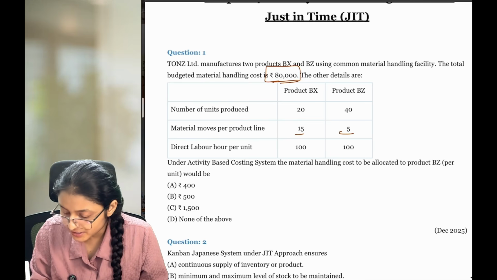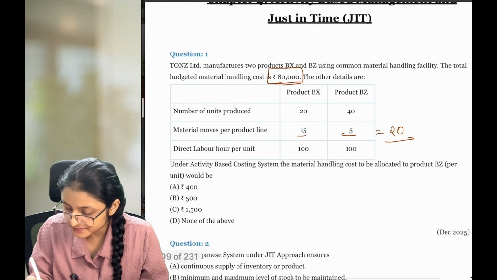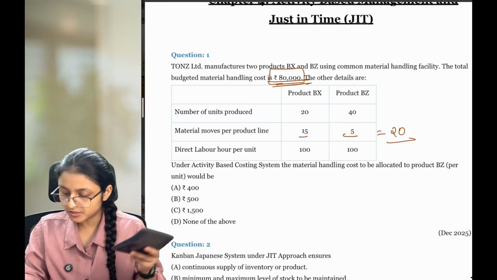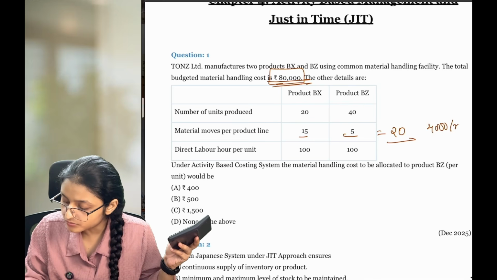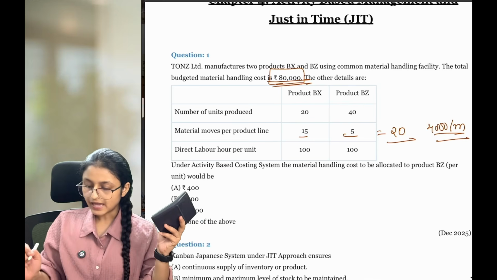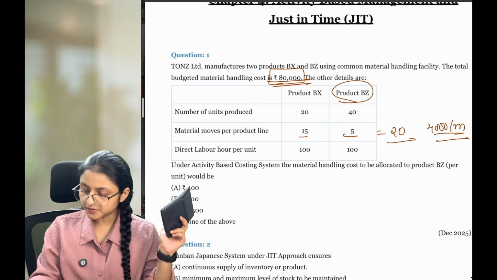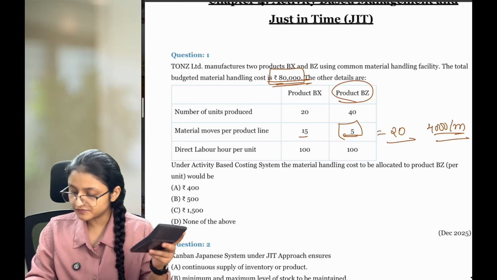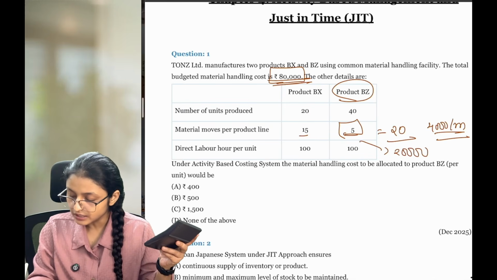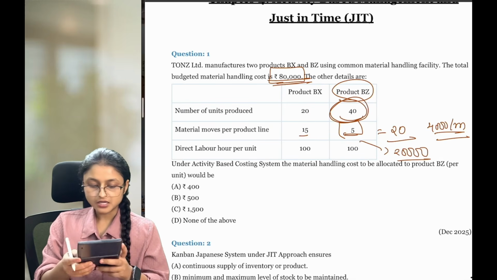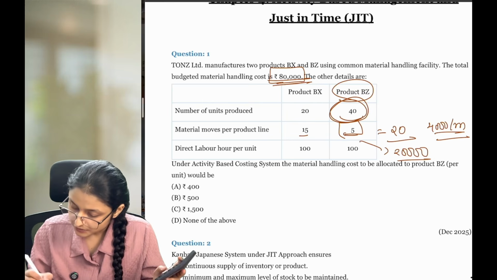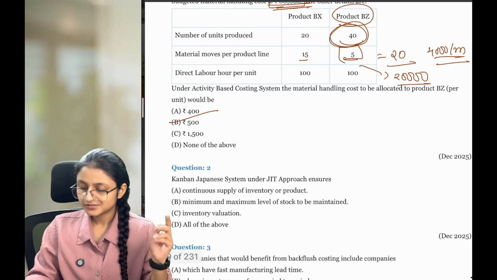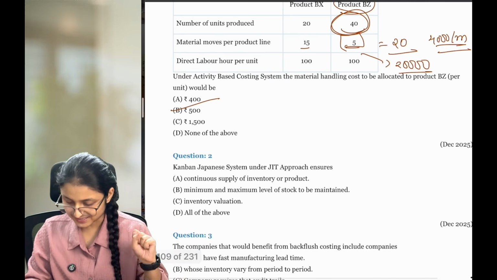So in total we are doing 20 movements, and for all these 20 movements 80,000 is the cost incurred. 80,000 divided by 20, 4,000 per movement is the cost here. Okay? And we have to calculate for product BZ. For product BZ we have 5 movements, so 4,000 into 5, total 20,000 is incurred here, and this 20,000 is for 40 units. So 20,000 divided by 40, 500 per unit is your cost of handling, which is charged on a per unit basis. Okay?